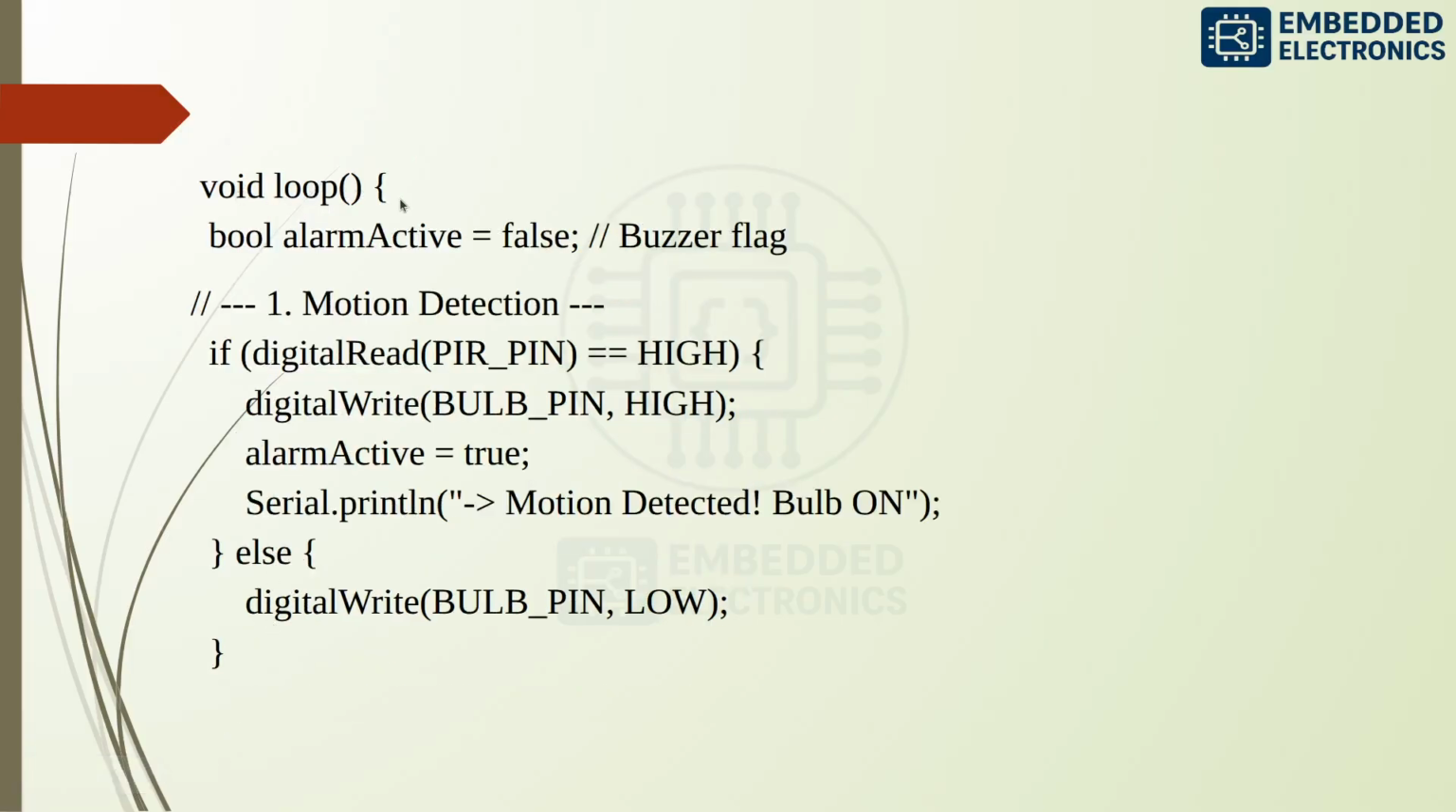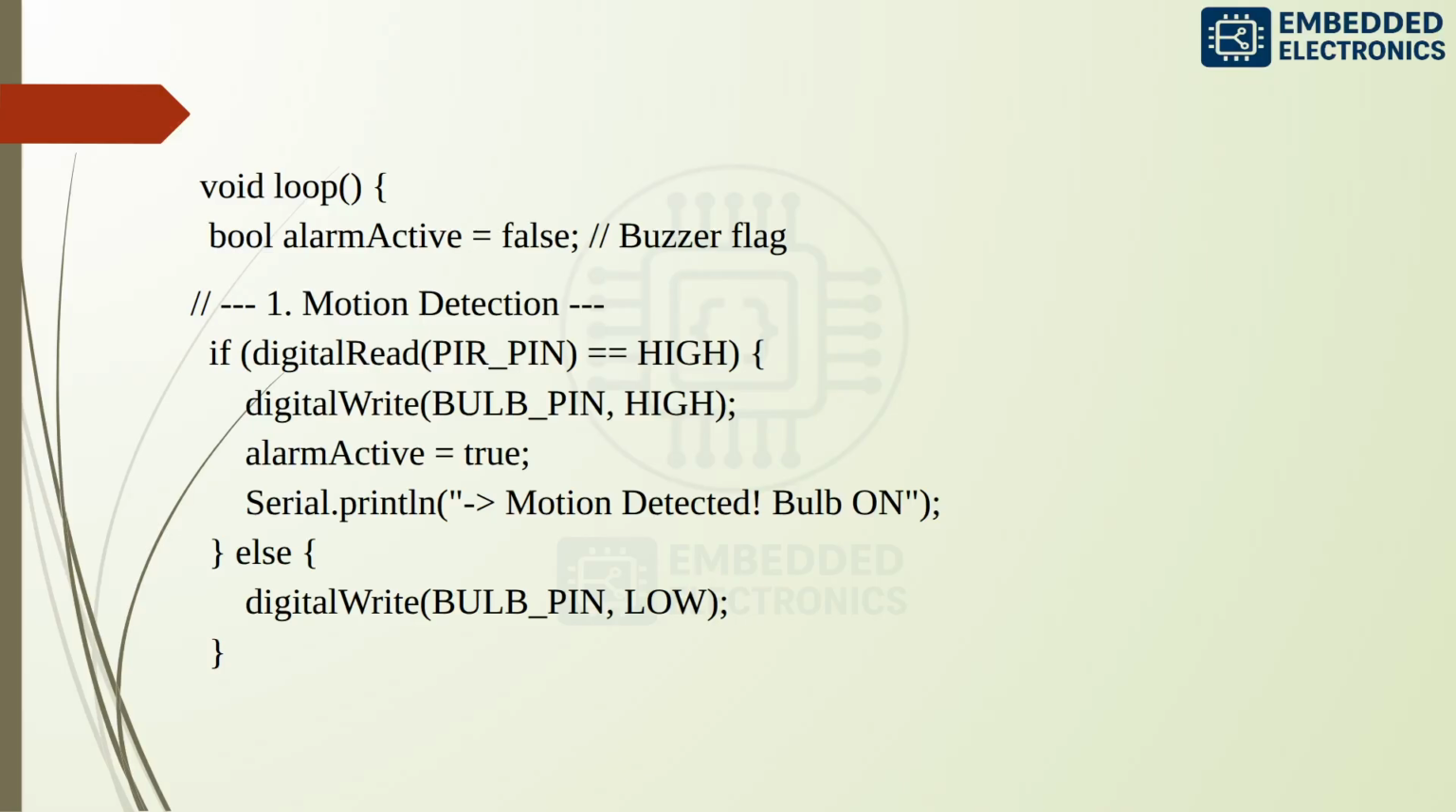And next is the loop function. It will run repeatedly. So here also we use the boolean data type, and alarm active is a variable. We consider it as false initially. When the loop starts, the buzzer flag is in the off state. Buzzer is turned off. And next is the motion detection.